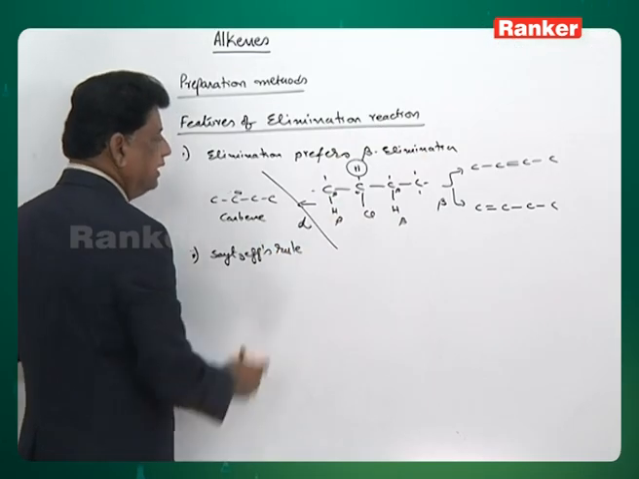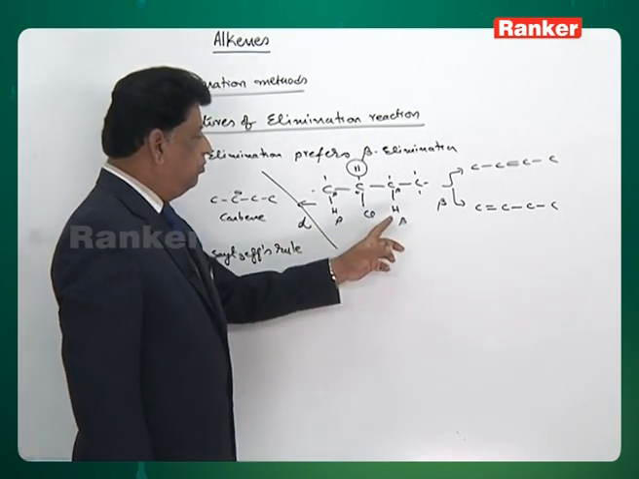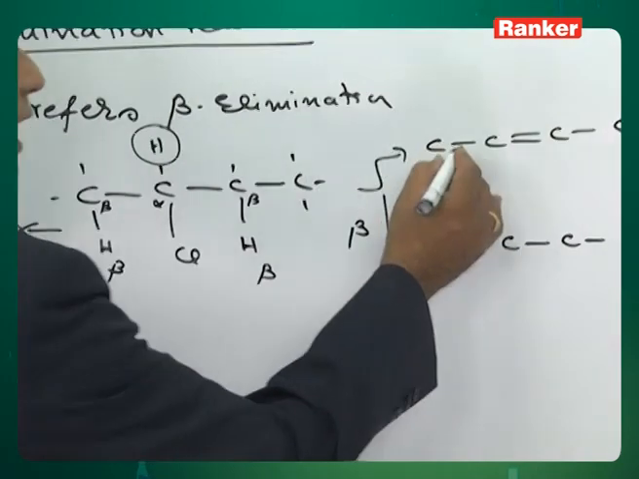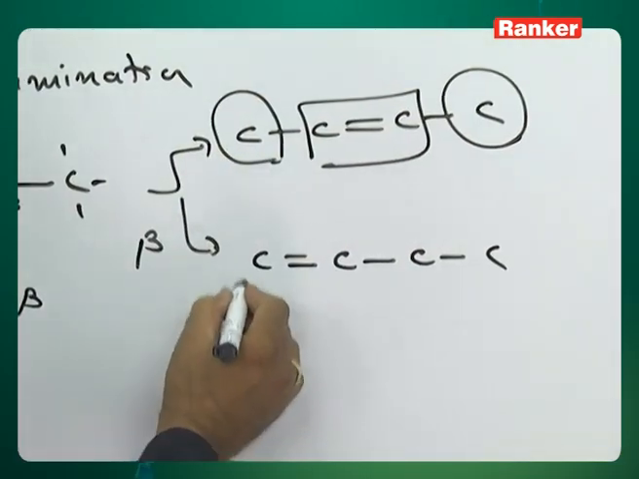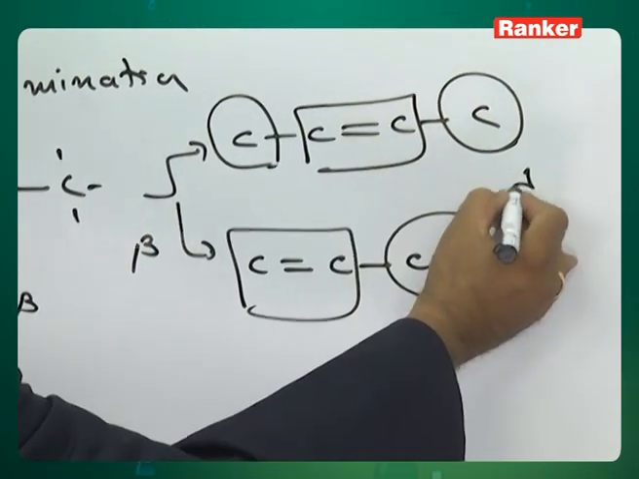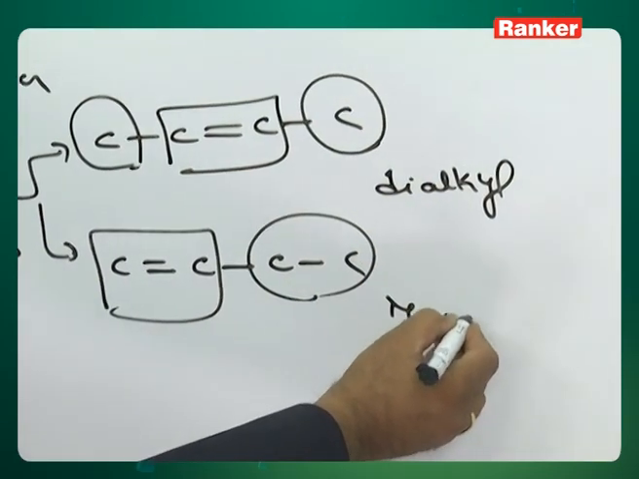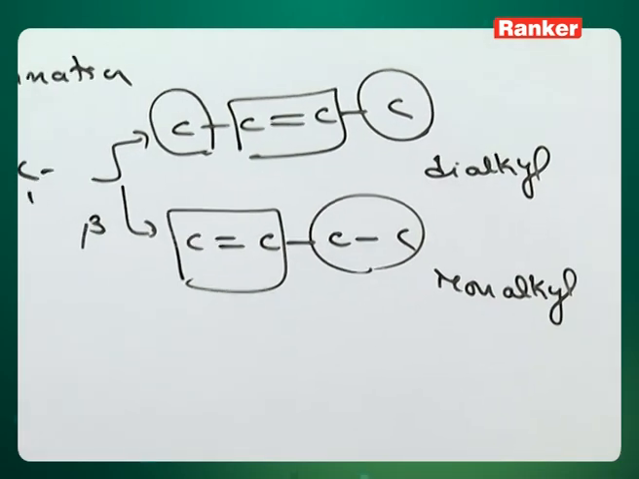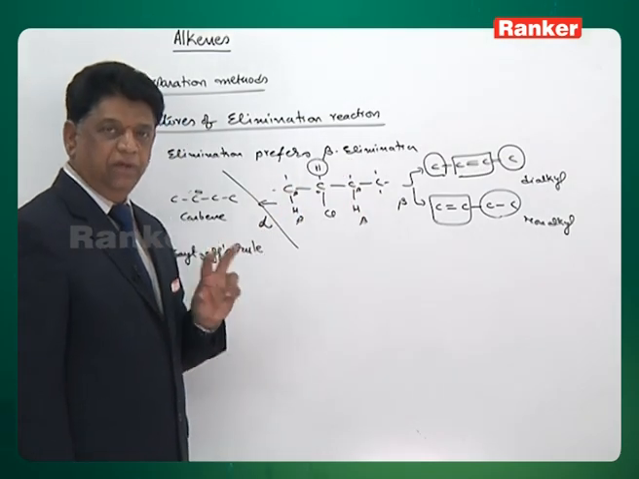The rule says that whenever we have two beta hydrogens, the beta hydrogen you remove in such a way that the alkene will have the more number of alkyl groups. This is one way. This has only one alkyl, this has two alkyl. This is called a dialkyl alkene. This is called a monoalkyl alkene. So, the rule is in one way defined: whenever HX is removed, you will get an alkene having more alkyl groups.